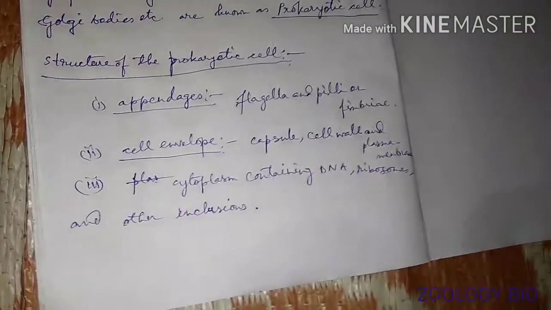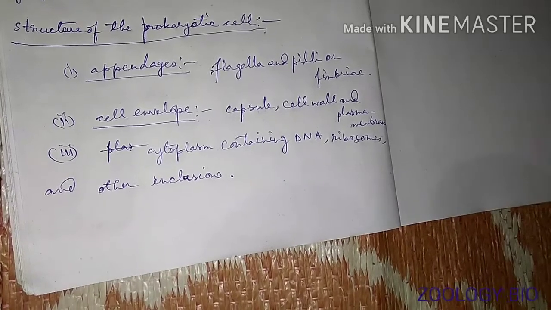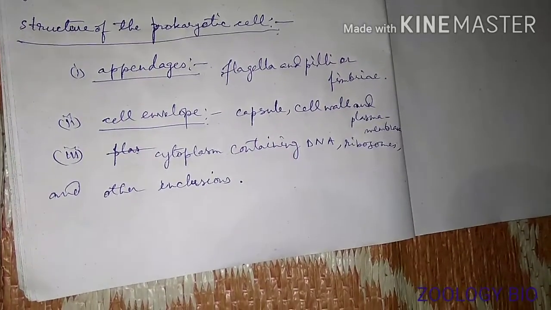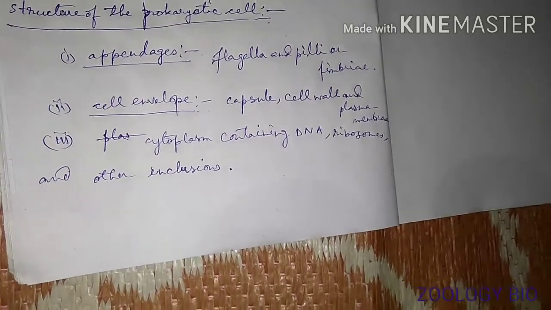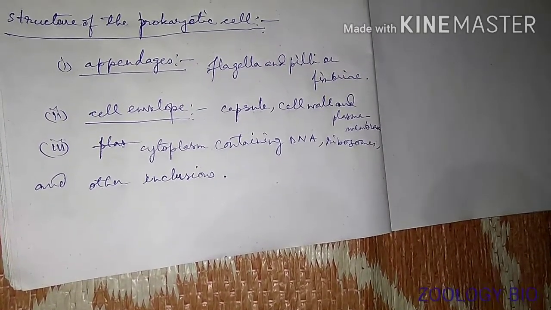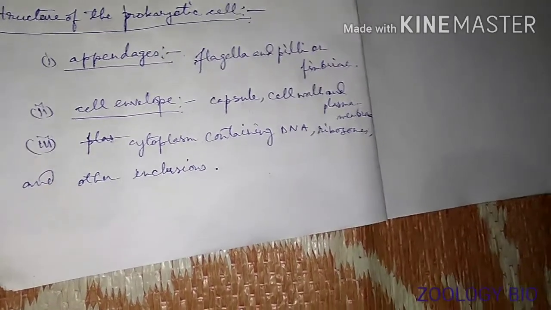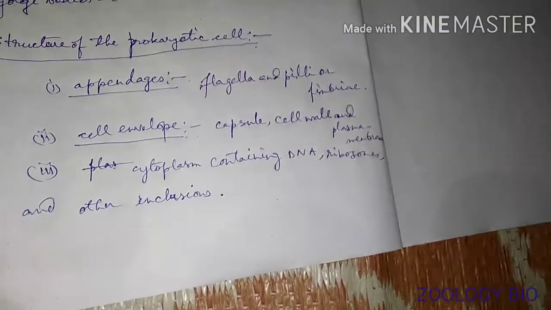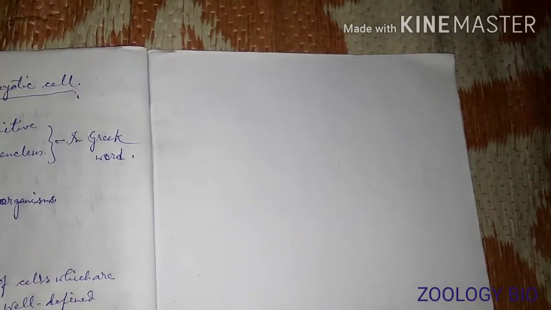And most of the functions of mitochondria, chloroplasts, and Golgi apparatus are carried out by the plasma membrane. The detailed structural organization is as follows. We will discuss now here. So first of all, we will discuss flagella.